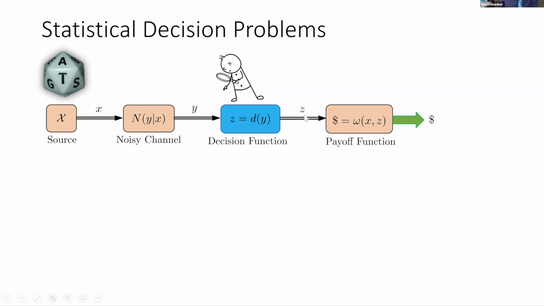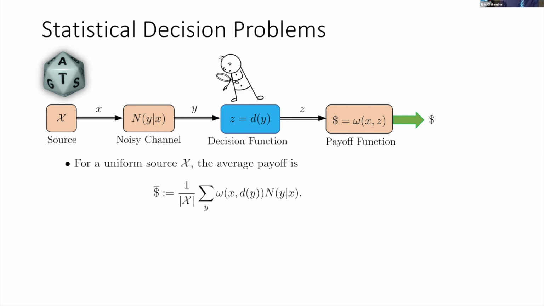And how do you determine what your guess Z should be? Well, it's going to be guided by some payoff function. The payoff function is a function of the actual output X and your guess Z. And that's going to give you some money, some payoff.